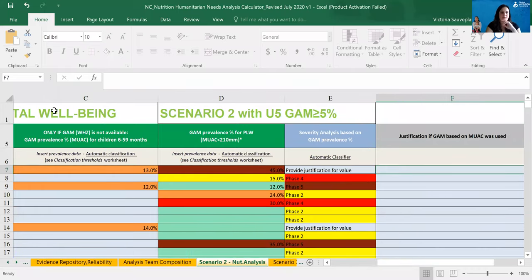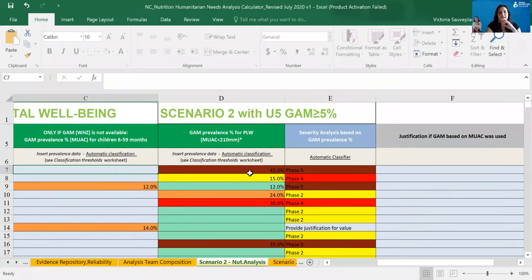In cases now that GAM based on MUAC is also not available, so we don't have GAM based on weight for height and we don't have GAM based on MUAC, then we would do GAM prevalence based on PLW. Most likely, for most of the countries, this would probably not be the most readily available information, but once again, we're trying to streamline the process as much as possible. So if this was not available, then automatically it would take the GAM prevalence based on PLW. So we would do this for each of the administrative levels.